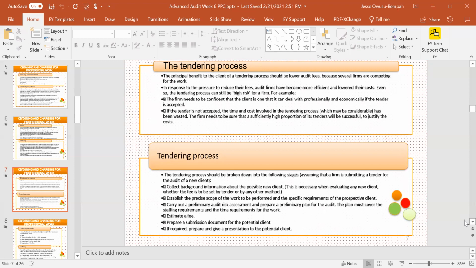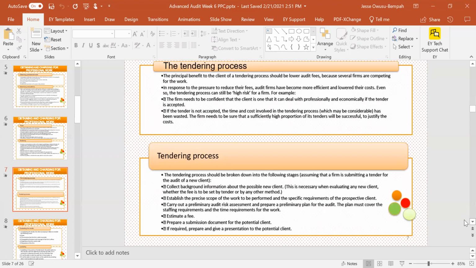Number three is carry out a preliminary audit risk assessment and prepare a preliminary plan for the audit. So these are the stages. This plan must cover the staffing requirements and the time requirements. One of the things that is very important in audit is the staff and the time. These two things are a huge determinant when it comes to pricing your audit service. So after that, you can estimate a fee. Then you prepare a submission document for the potential clients. If required, prepare and give a presentation to the potential client. So this is very important.